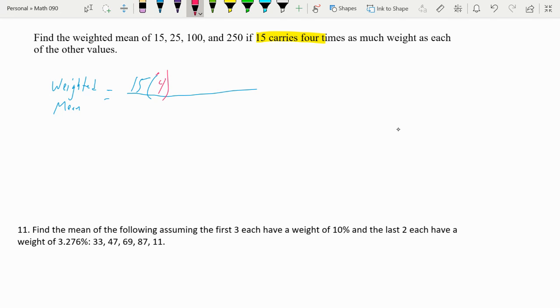And then plus, now the rest of those numbers just carried a weight of 1, right? Because it didn't tell us what it was, so we're going to say it carries a weight of 1. So 100, and I'm just trying to use different colors. Hopefully it will help out a little bit.